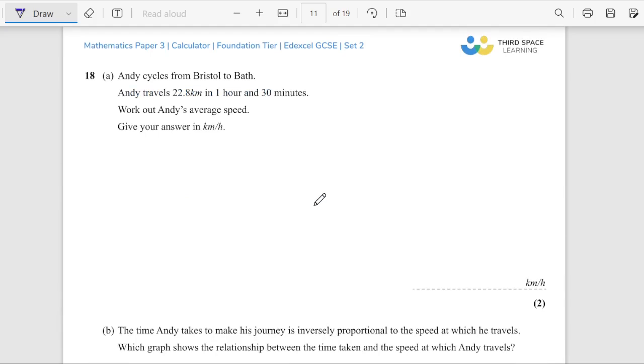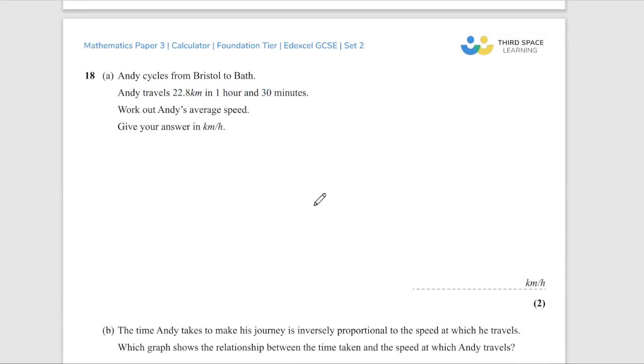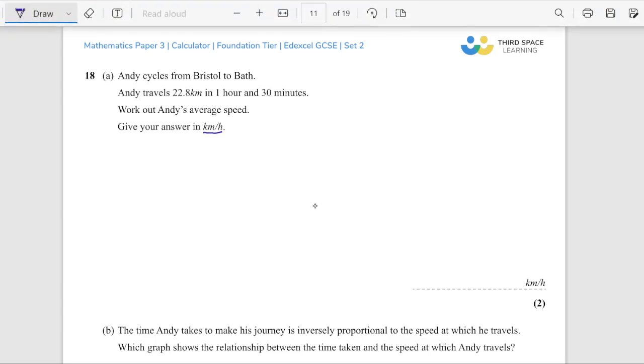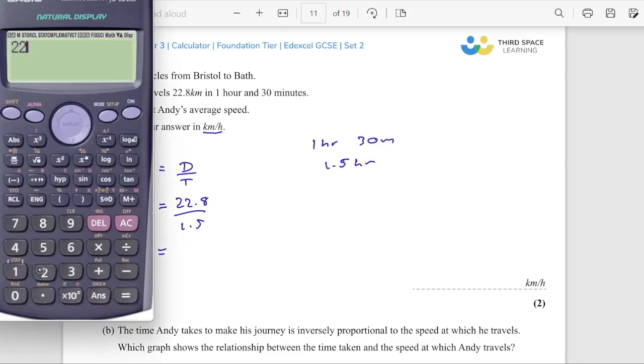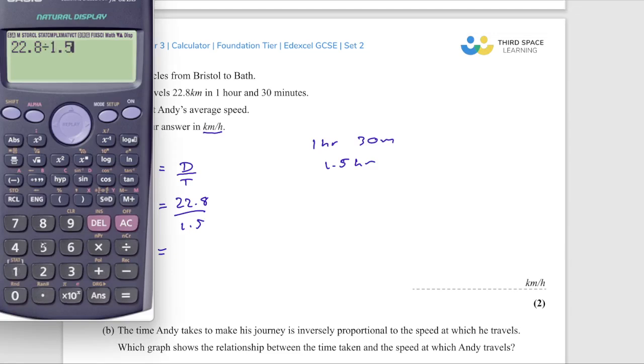Okay then, question 18. Andy cycles from Bristol to Bath. Andy travels 22.8 kilometers in 1 hour and 30 minutes. Work out Andy's average speed, giving your answer in kilometers per hour. Well, that gives us our hint for our speed anyway. So speed is equal to distance divided by time. So the distance is 22.8 and the time I need to be in hours. So 1 hour and 30 minutes is 1.5 hours. So the speed is going to be equal to 22.8 divided by 1.5. So 15.2.